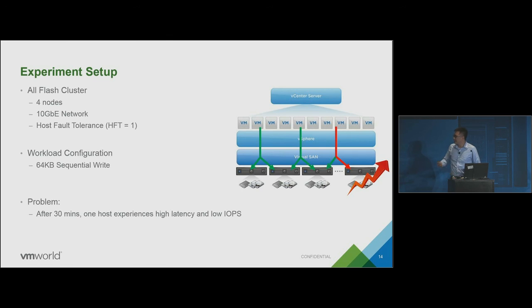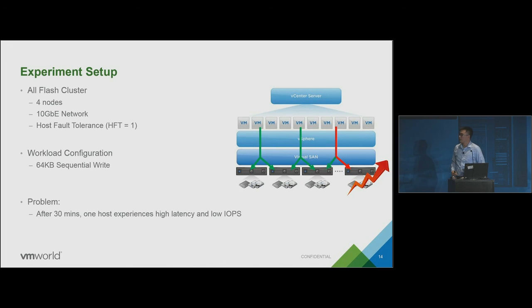So the problem in this example is that after 30 minutes, one of the hosts starts to experience high latency and low IOPs. So you can imagine, the VMs that have components on that host will also experience the same high latency and low IOPs issue. Now this is the situation we are facing. How can we do the troubleshooting?